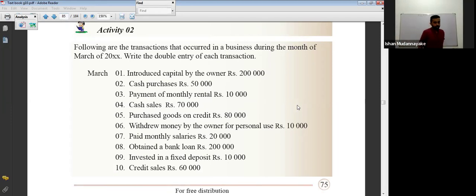For this question, we'll prepare ledger accounts. Now we'll prepare T account format ledger accounts. No need to prepare structured format ledger accounts. We will use T account format.